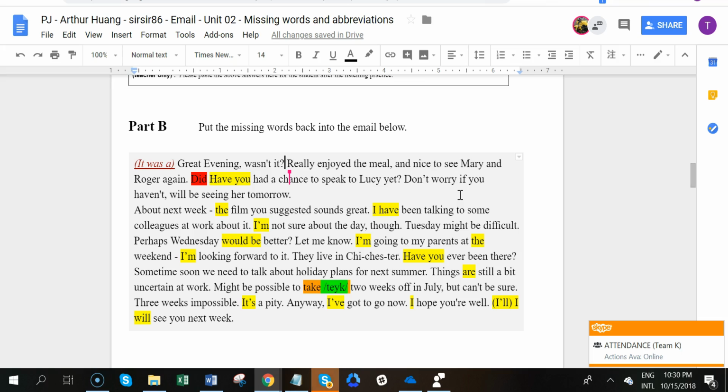Really enjoyed the meal, and nice to see Mary and Roger again. Have you had a chance to speak to Lucy yet? Don't worry if you haven't. We'll be seeing her tomorrow. Don't worry if you have. Don't worry if you haven't. We'll be seeing her tomorrow.